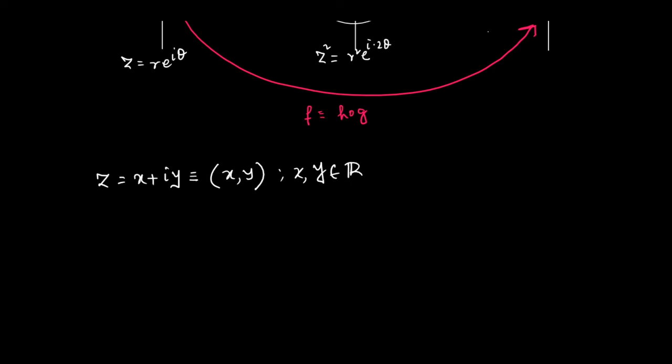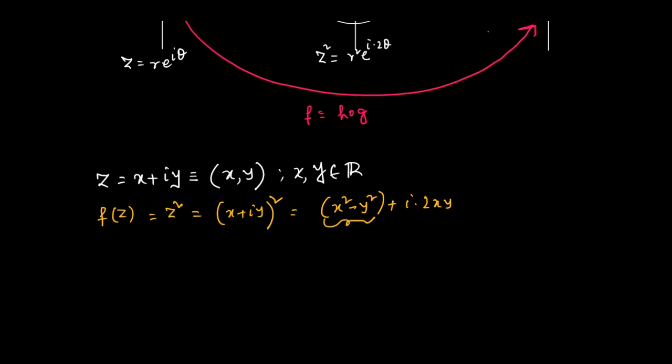Okay, let us take the previous example. If I consider f(z) equals z square, then if z equals x plus iy, f(z) can be written as x plus iy whole square. If we expand the whole square, it will be x square minus y square plus i into twice xy. So you can see that this is again a real valued function of two real variables x and y. And the multiple of i also is a real valued function of two real variables x and y. Let us denote them by u(x,y) and v(x,y). So whenever z is in this form, f(z) can also be written in this form.